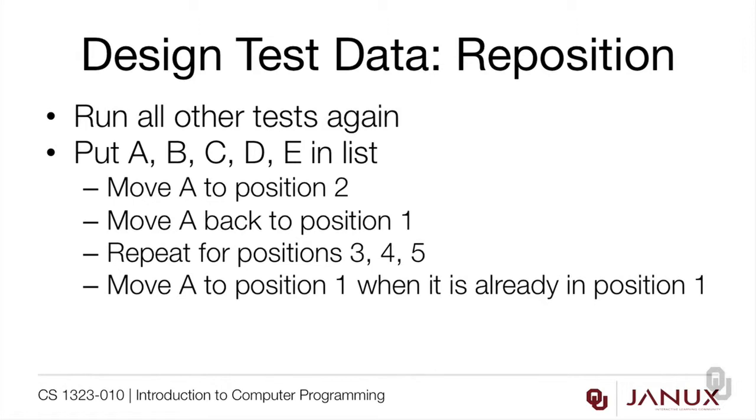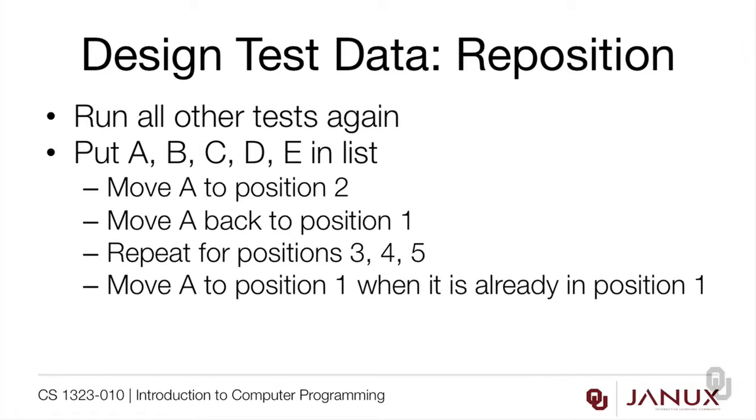Now let's design our test data for repositioning. Now the first thing we would always do is run all of our other tests again. I'm not going to show that part because it takes too much time, but really it will take you less time to debug properly if you check these things regularly. Then we're going to put A, B, C, D, E in our list. Of course, we already have it there, and because our list is persistent, it will be there.